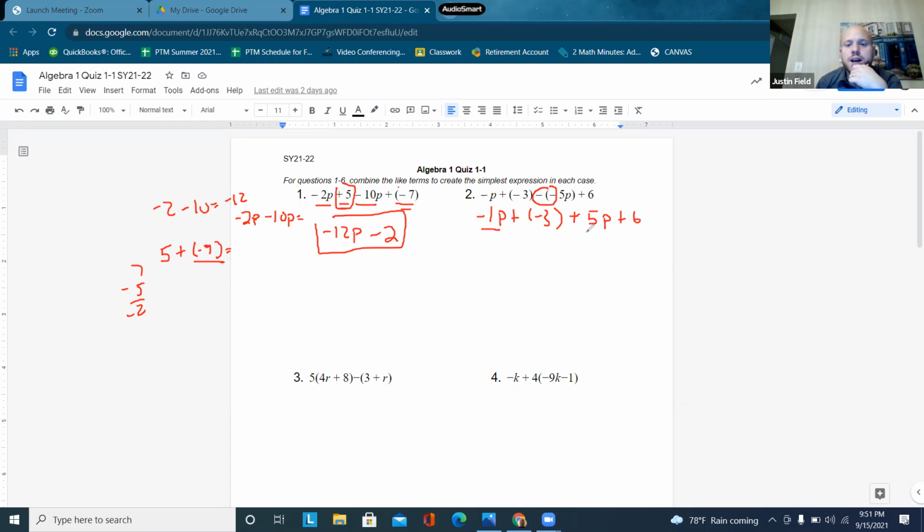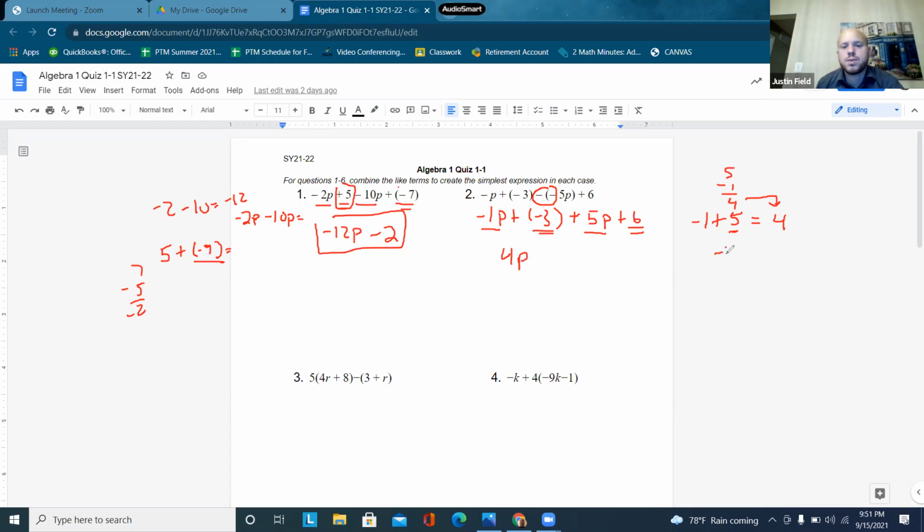We're going to underline our like terms, double underline the other pair, and combine them. So what's negative 1 plus 5? One is negative and one is positive, so subtract those numbers, 4. Use the bigger number's sign, that's 5, so it's going to be a positive 4. All right, so that was for the p's. So it's going to be 4p.